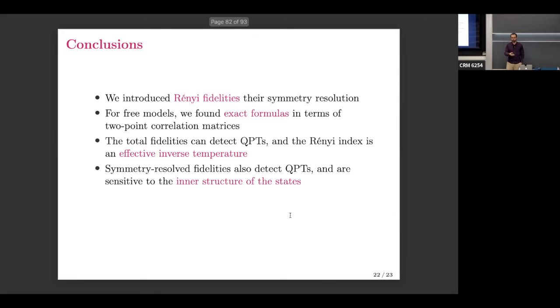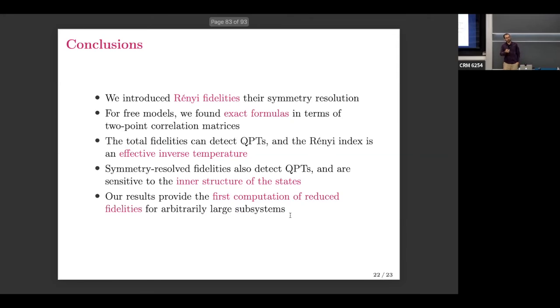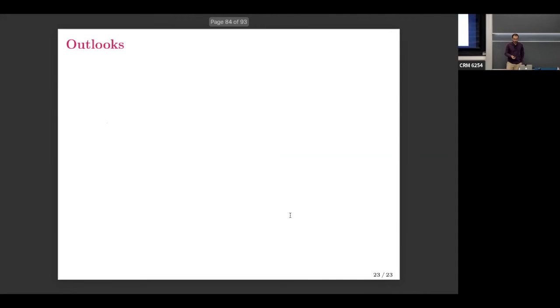And the symmetry resolved fidelities also detect the phase transition, but they are actually sensitive to the inner structure of the state. So even when dh was 0, you could still see the reorganization that took place at the end. As a side result, we also gave, at least to my knowledge, the first computation of reduced fidelities for generically arbitrarily large subsystems.